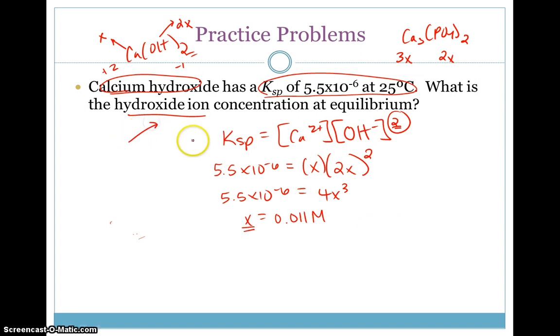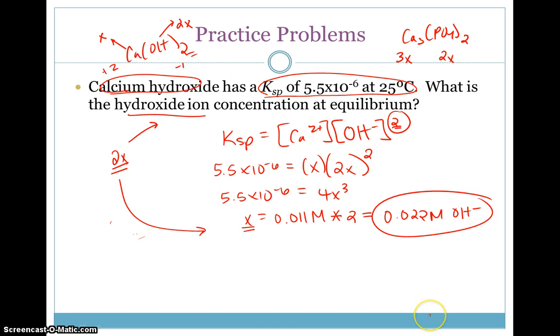Since the problem's asking for the hydroxide ion, that's what we defined as 2X, so I need to apply that when I solve for my final answer. I'm going to multiply this by 2 to get an answer of 0.022 molar for my OH- ion.